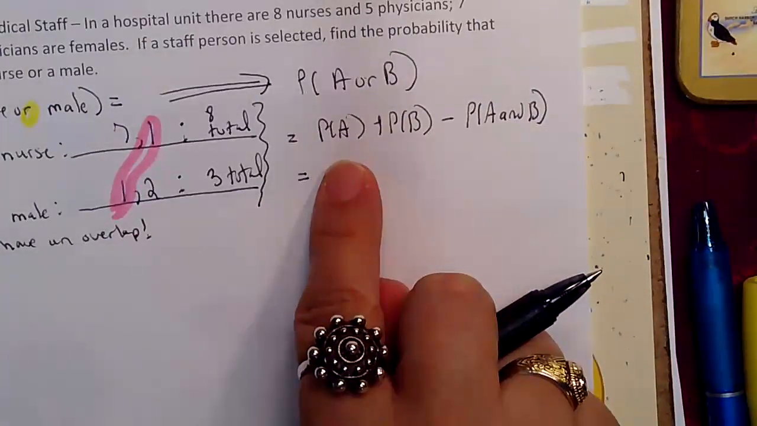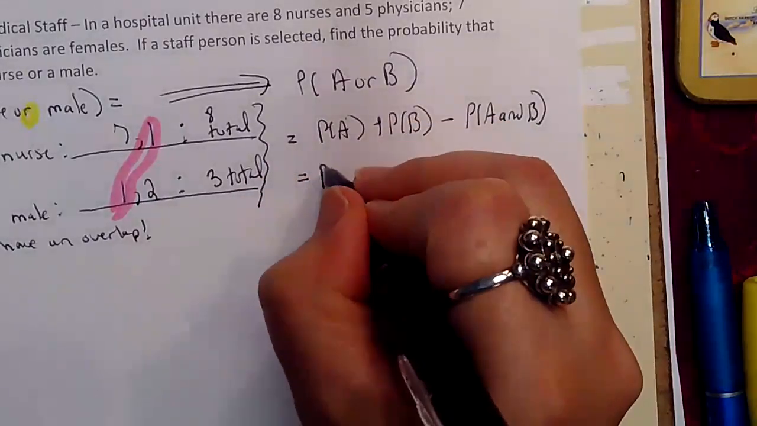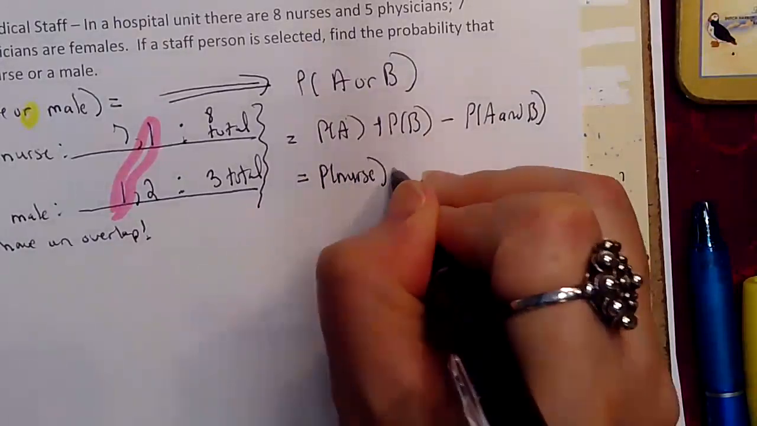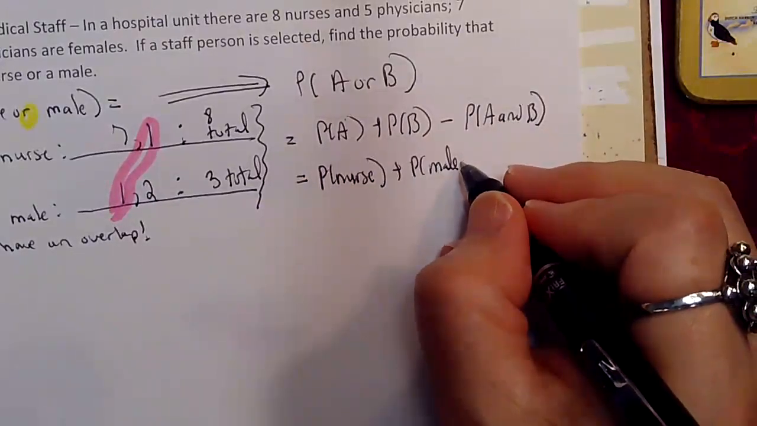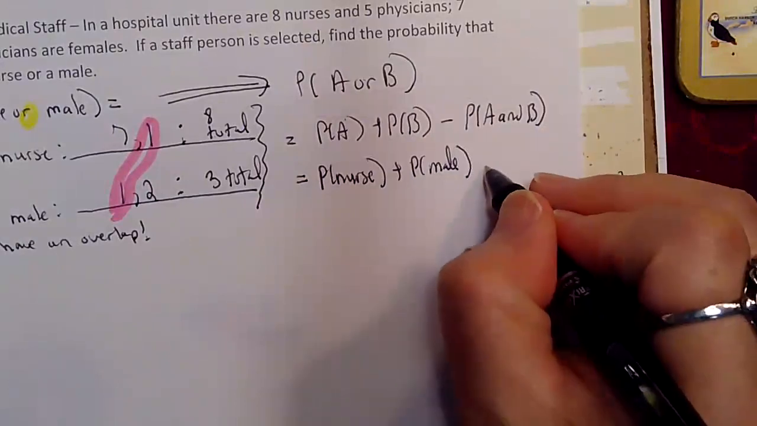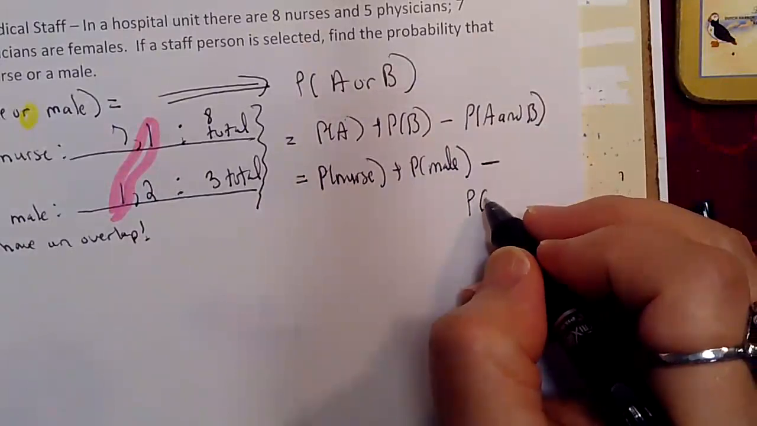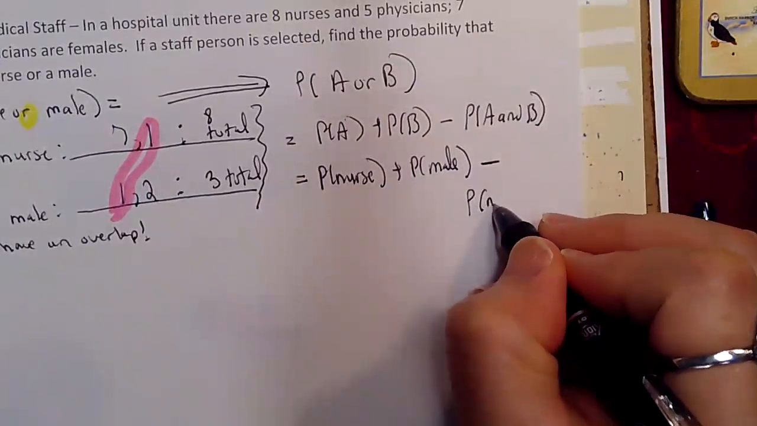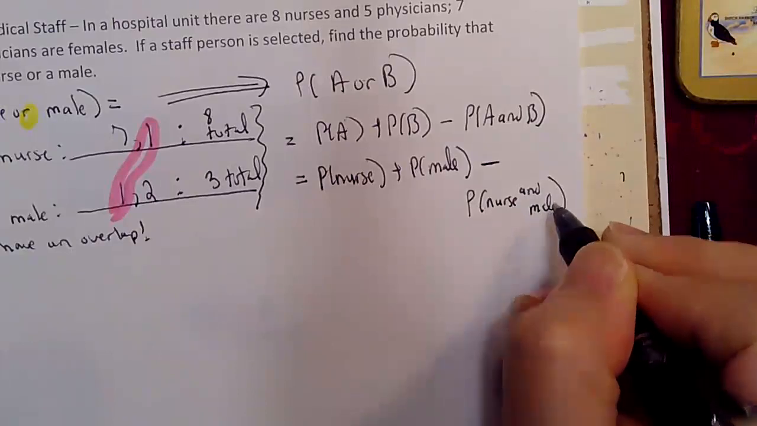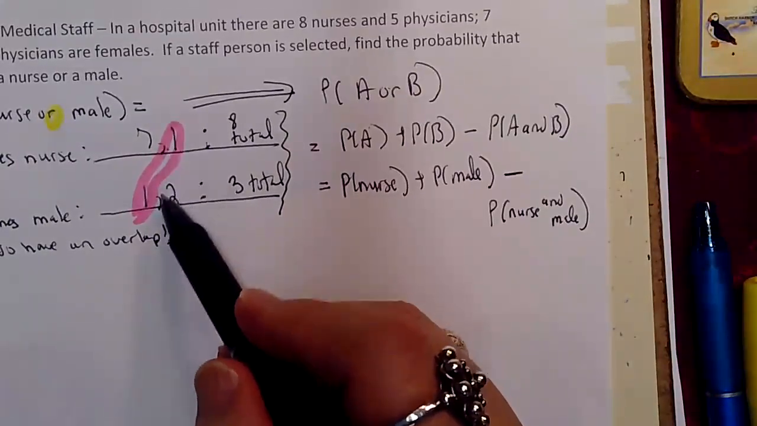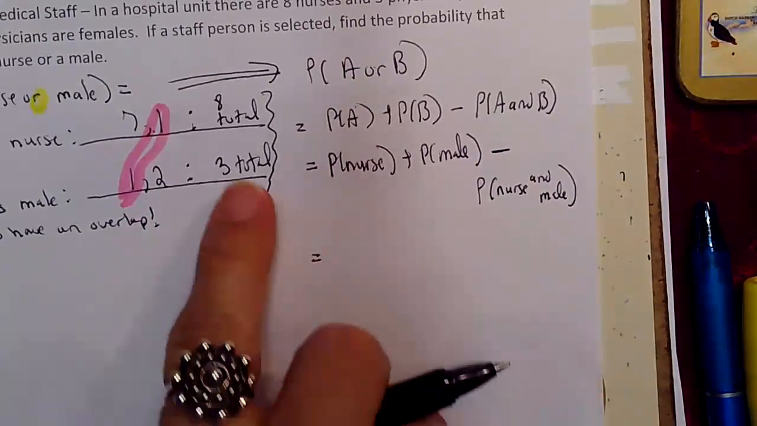So probability of A would be, for us, the probability of the nurses plus the probability of the males. And then we're taking away the probability of the nurse and the male. The nurse and the male.